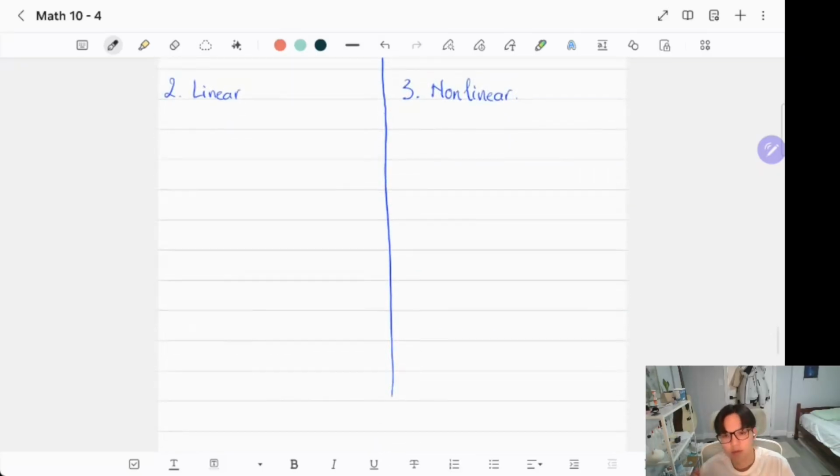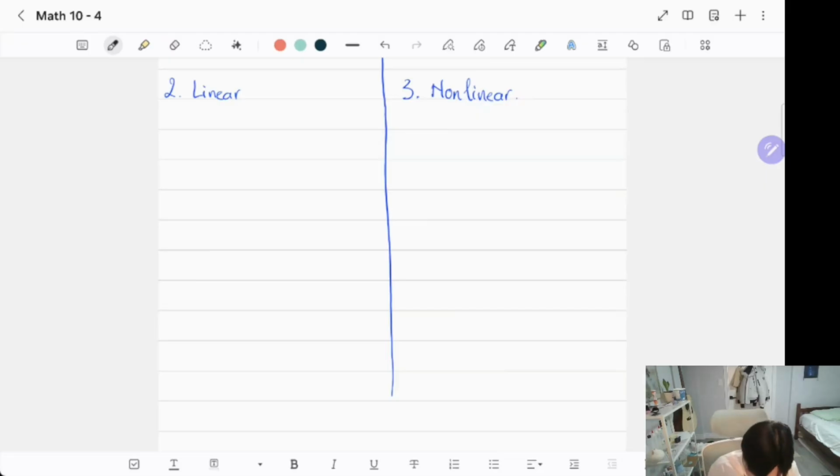Right now we've got two types: linear and non-linear. Linear, as we know, is a straight line like this, right? A straight line like this one is linear, and this one is non-linear. Okay, but what are the properties of each?